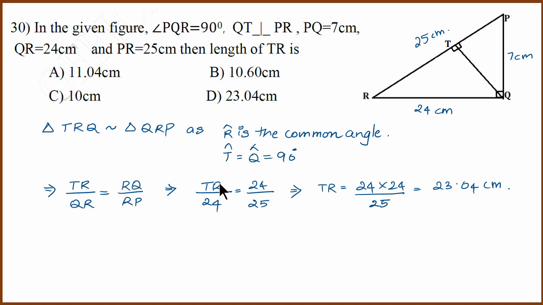If we write that here, TR by 24 equals 24 by 25. I have just substituted. TR then will be equal to 24 times 24 divided by 25. If you simplify this, you get 23.04 as the answer. So the correct answer is D. This is a tricky question, so do it carefully.